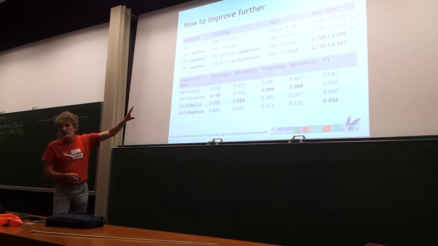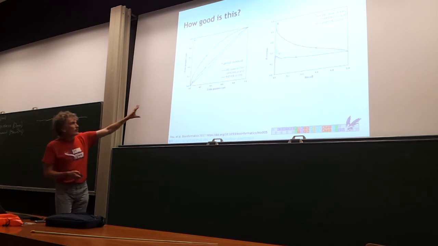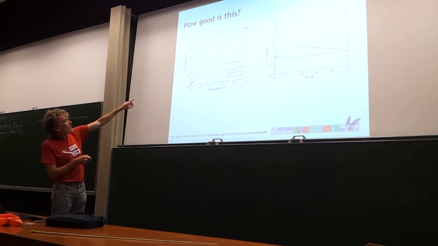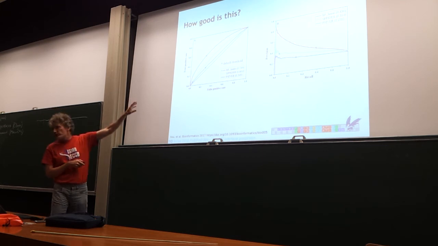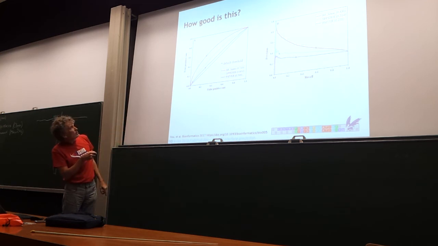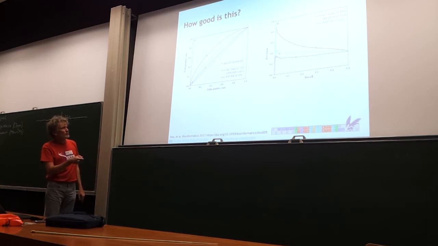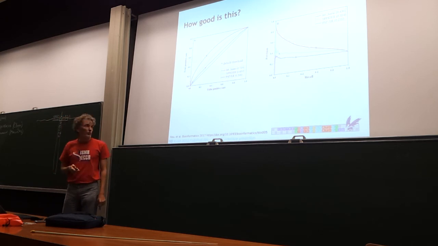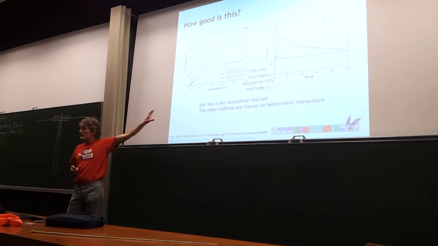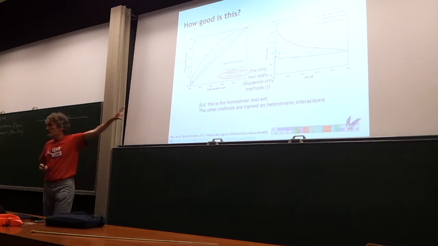You can also look at other performance features, but I'm not going to do that for such time. Now, this is the same thing in a ROC plot, and now we compare it to other methods, and we can see that we're significantly better. So red is us, this is the ROC plot, this is precision recall, and these are SPIDER and CYBER, 2 other methods. CYBER is not very, very good. But the problem here is that those were trained on heteromeric interactions, and now we're testing them on homomeric interactions.